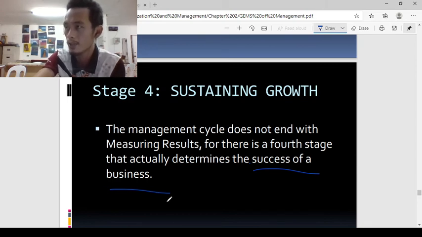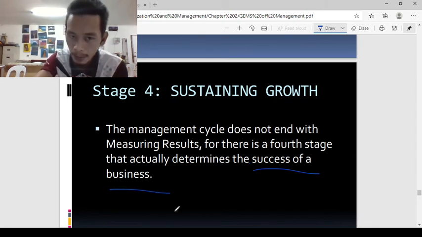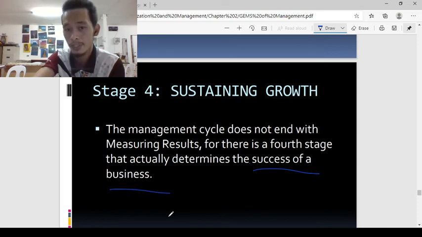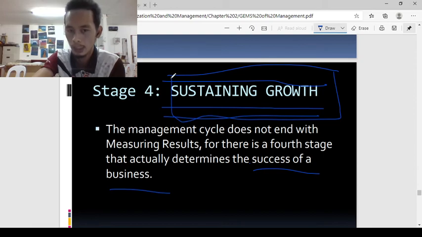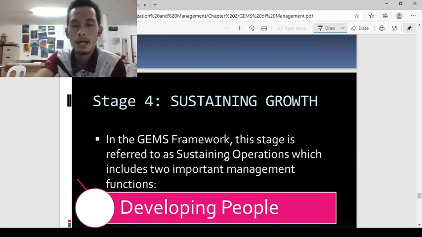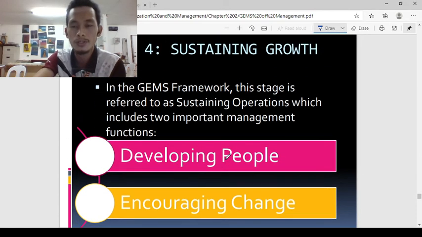Kinahanglan pag i-measure ang results. But also, dili po taman lang sa measuring results. You have to sustain growth. Ano man? Diba? Make sure nimo nga imong business mo grow. Ang operation ma-sustain, ma-continue. Diba? Stage 4, sustaining operation or sustaining growth.